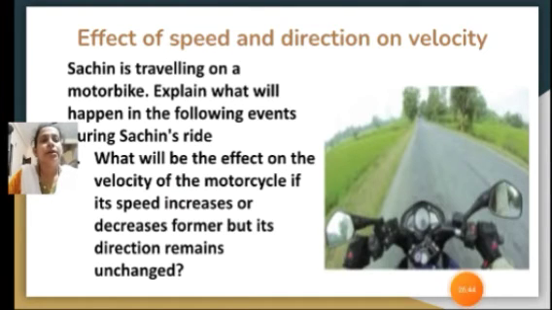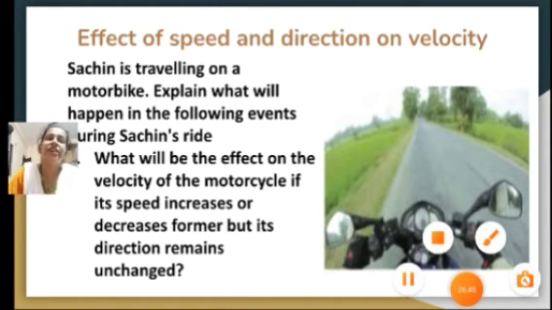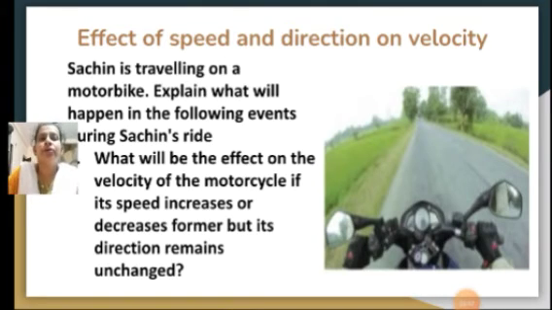Now let's talk about the effect of speed and direction on velocity. For that we have taken one example from the textbook. What can be the effect of speed and direction on the velocity? Whether the velocity changes or not. Here Sachin is traveling on a motorbike. Explain what will happen in the following events during Sachin's ride.